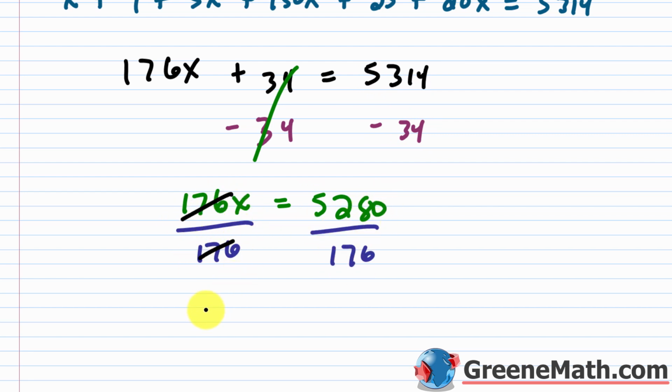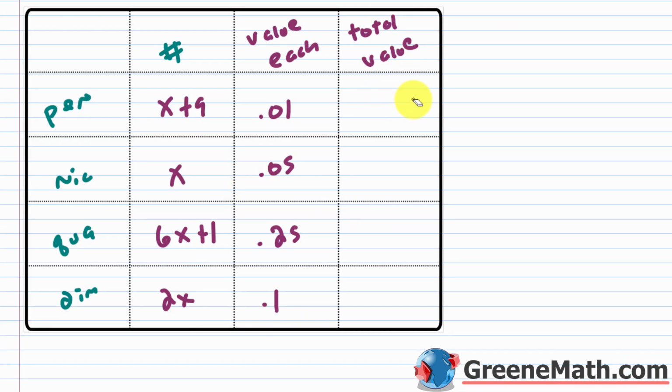And so this is going to cancel. You get x is equal to 5,280 divided by 176 is going to be 30. So x is 30. Again, that's the number of nickels. So coming back up here, I just cleared this column because we're just going to multiply. So this is going to be 30. And 30 times 0.05 is going to be 1.5 or $1.50. Let's just put it like that. And then if I plug in a 30 here, this would be 39. And we know if we had 39 pennies, that's just 39 cents. So let's put $0.39 like this.